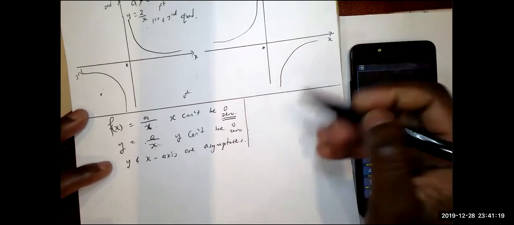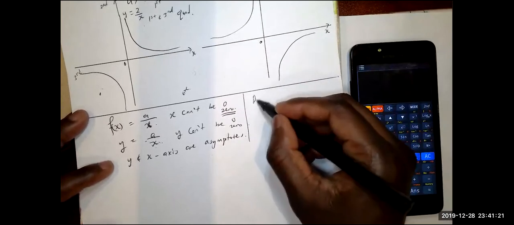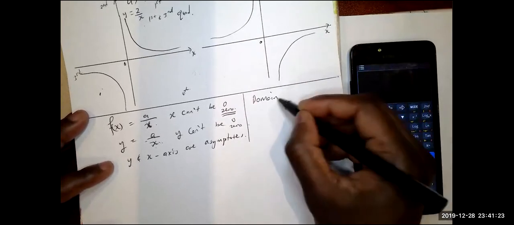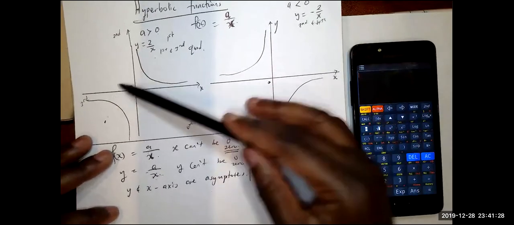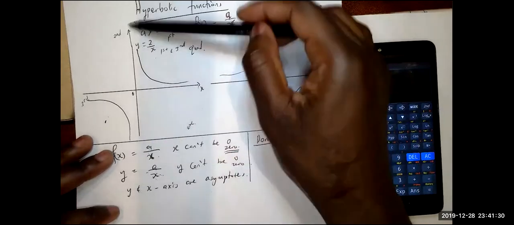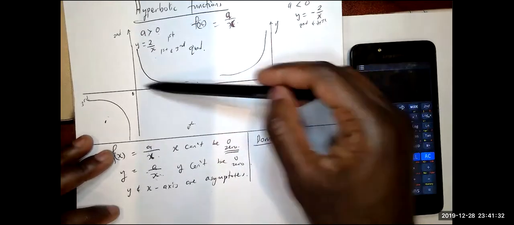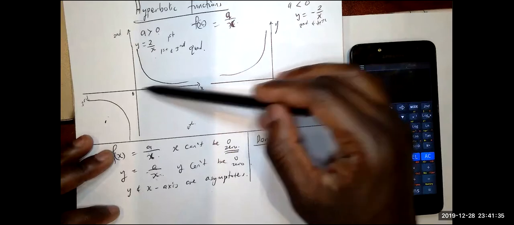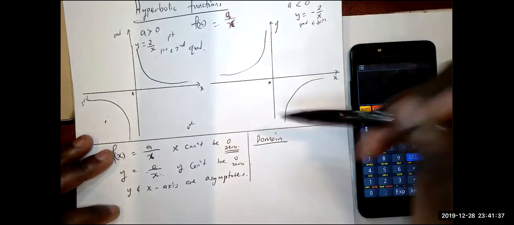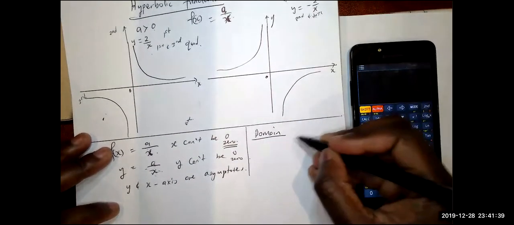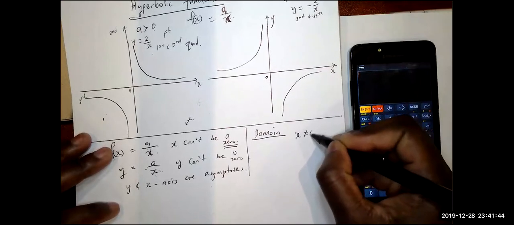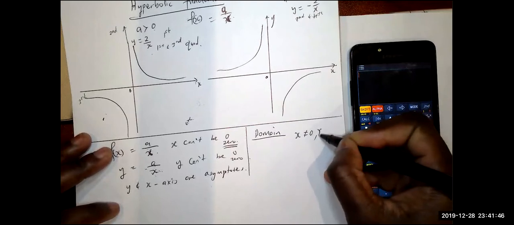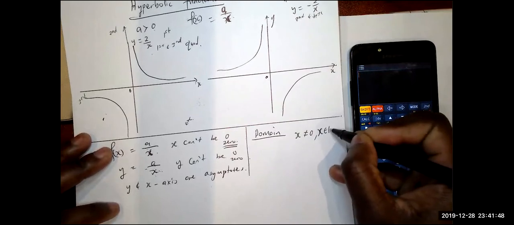Generally, in terms of the domain for x, you can see that x can be any value except 0; it can go up from here and down there. So you can say the domain is x not equal to 0, x an element of the real numbers.